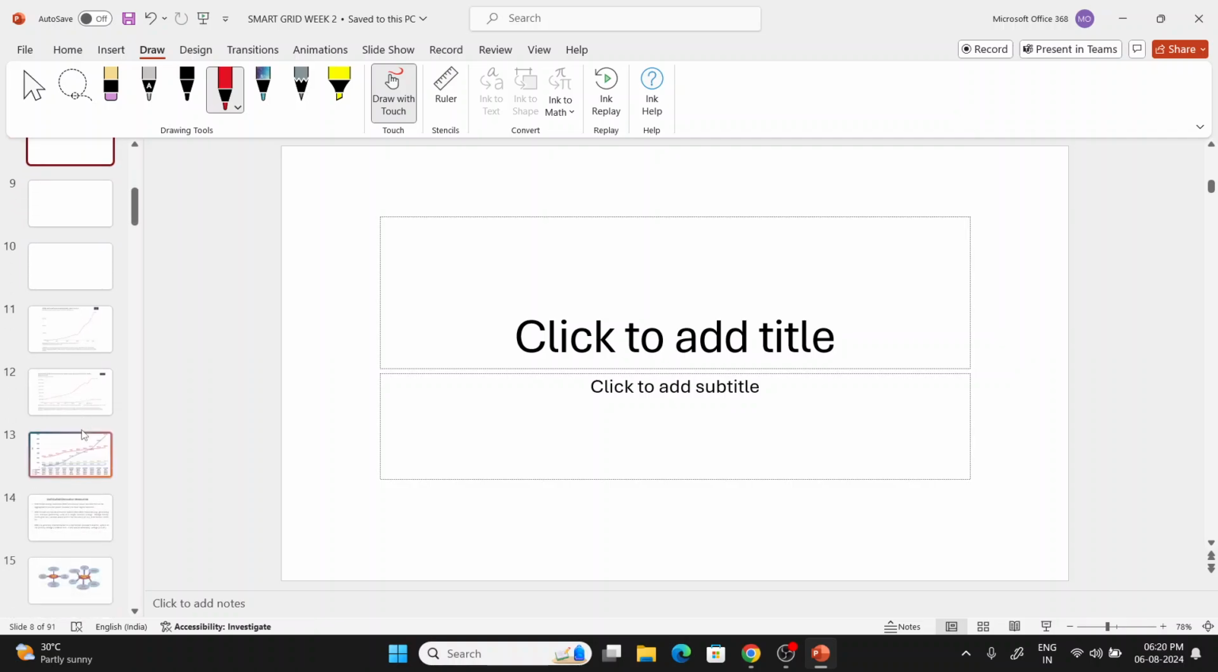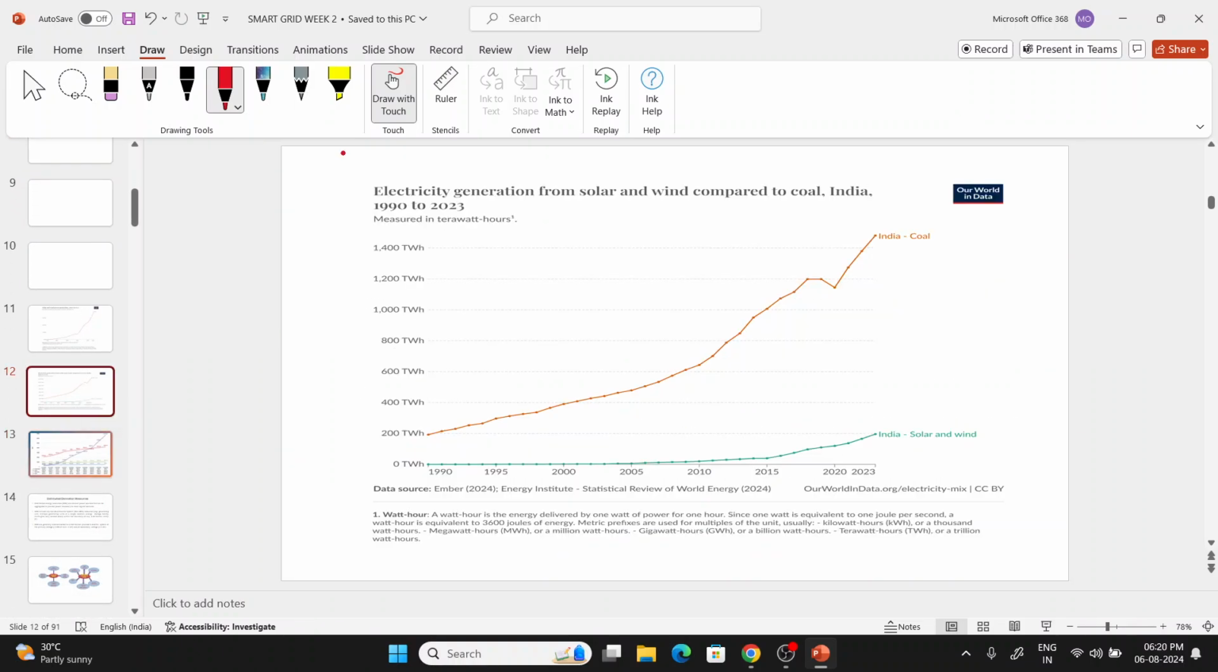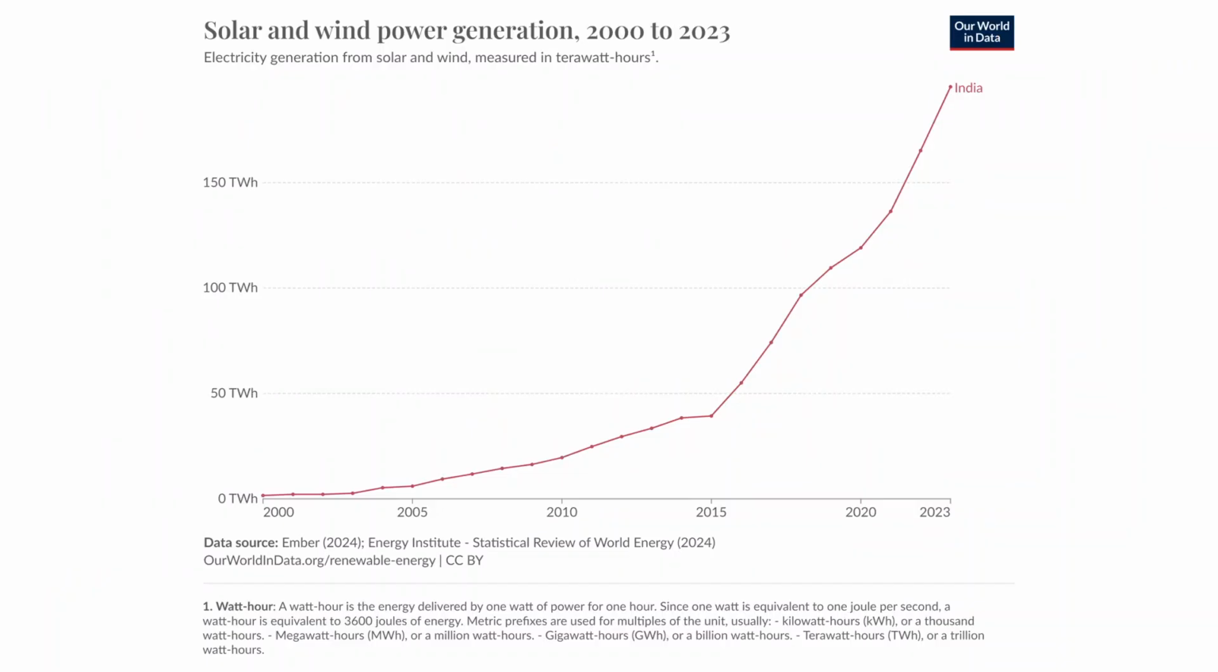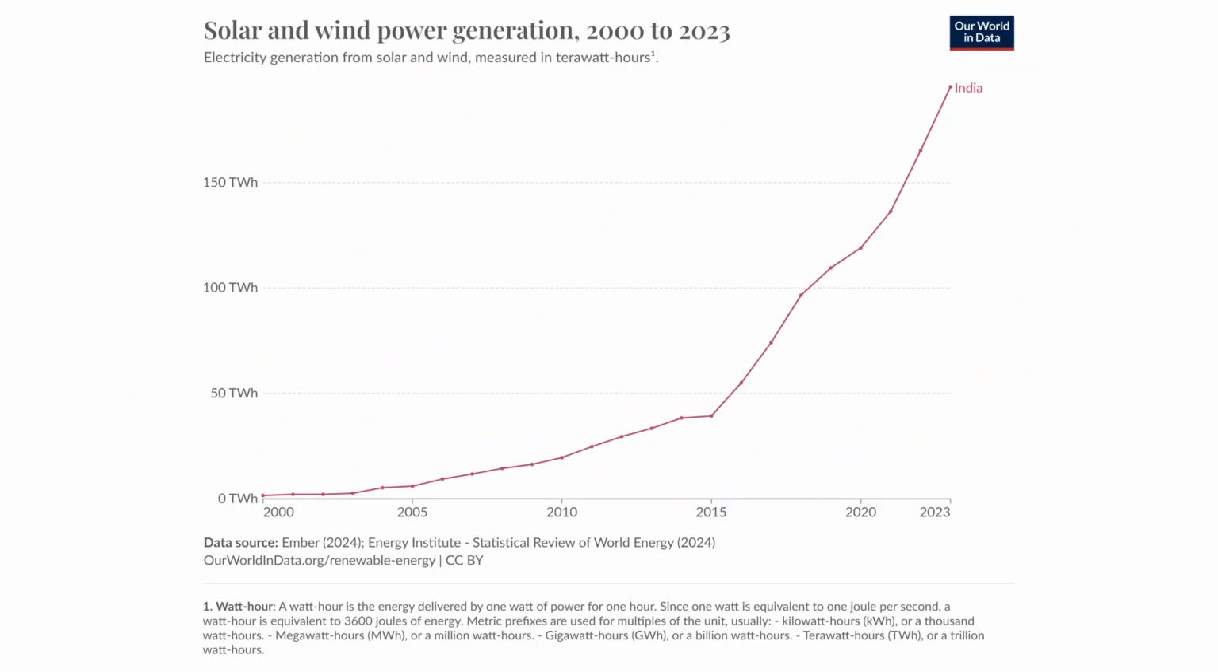I assume that you have learned this. Okay. Now after this, we will come towards the distributed energy resources. What are the distributed energy resources?